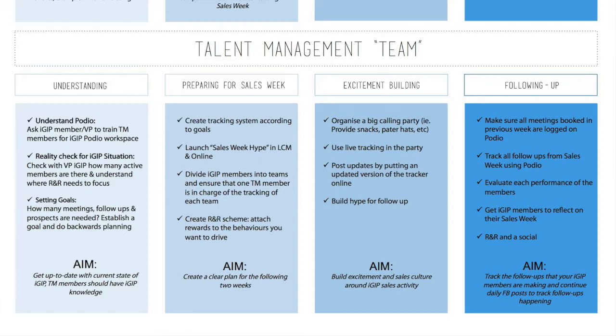Then, it's also important to understand the iGIP situation in your LC. So organise a meeting with your VP, really get to know what happened last term in iGIP, what the goals are and what the key bottlenecks are in your LC at the moment so you can make an action plan together. Then, finally, set goals for what you want your LC to achieve by the end of the sales cycle. Goals should be set for every point, so for example, number of meetings to be booked, number of cold calls to be made, and number of follow-ups to be done at the end of the week.